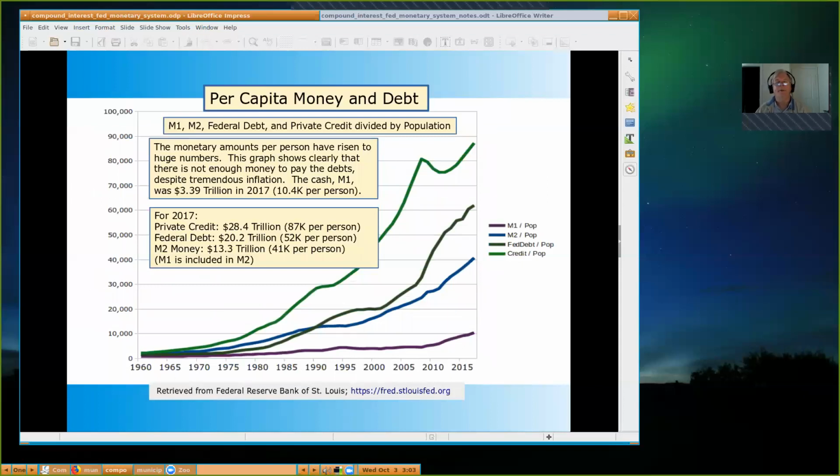Okay, now let's do per capita money and debt. This is how much money, how much debt there is per person. You can see that it's gone up. The amounts back in 1960 were pretty low, well under 5,000. And now in 2017, private credit is $87,000 per person. Federal debt is $52,000 per person. The M2 money supply is $41,000 per person. And the M1, which is included again in M2, but M1 just taken separately is about $10,000 per person. So there you have a huge increase in money. That would be inflation, I think.